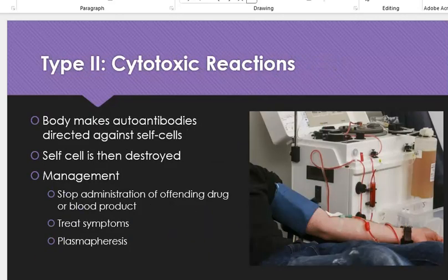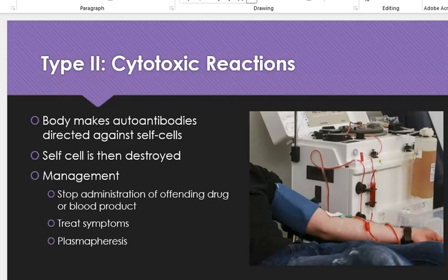So with your type 2, the body makes autoantibodies directed to self cells that have a foreign protein attached to them. The autoantibody binds to the self cell and forms an immune complex. The self cell is then destroyed. Examples of this would be immune hemolytic anemia, immune thrombocytopenia, hemolytic transfusion reactions, when you transfer the wrong blood and there's a matching type problem, or drug-induced hemolytic anemia.